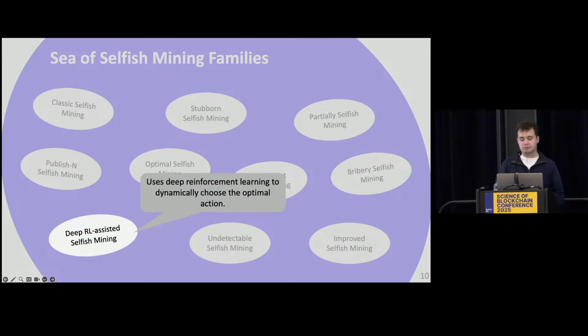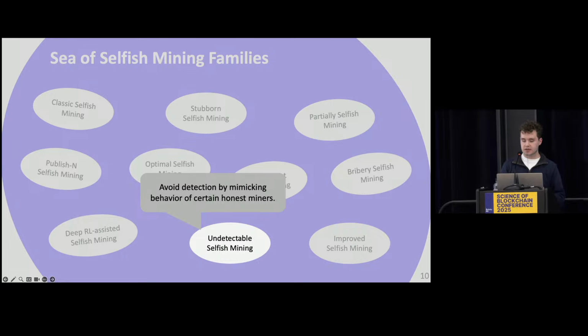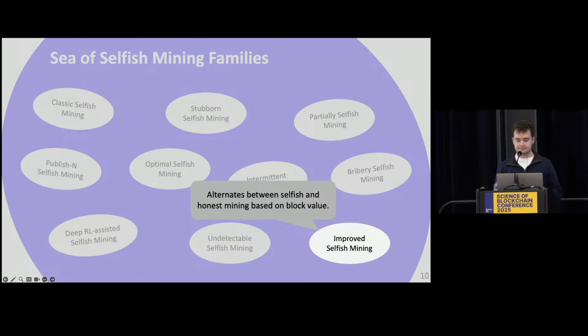And next, again, as the name implies, this family leverages deep reinforcement learning to dynamically choose what actions would maximize profitability. And here, this family tries to avoid detection, having a selfish miner mimic honest behavior under higher network latency while still carrying out selfish mining. And last, similar to intermittent selfish mining, the improved selfish mining family again alternates between periods of selfish and honest mining, but instead of being based on time, it's now based on block value. Mining honestly in high value blocks, whereas selfishly mining on low value blocks.